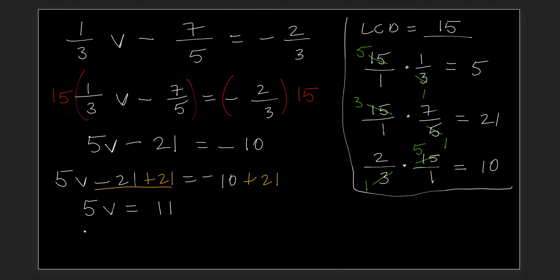And so when you have 5v over 11, we want the v by itself, so we want the 5 to go away. So we're going to divide by 5, since it's being multiplied by 5. Those cancel, and that makes v equals 11/5.